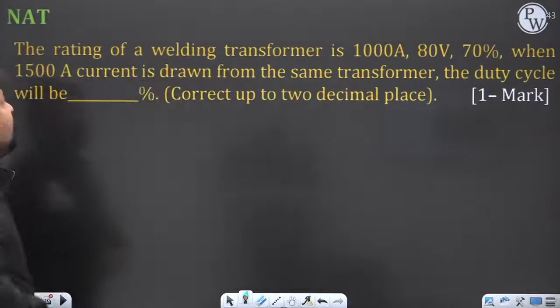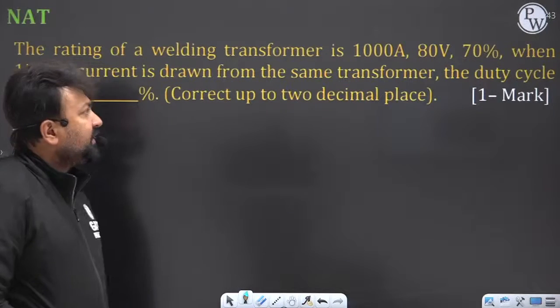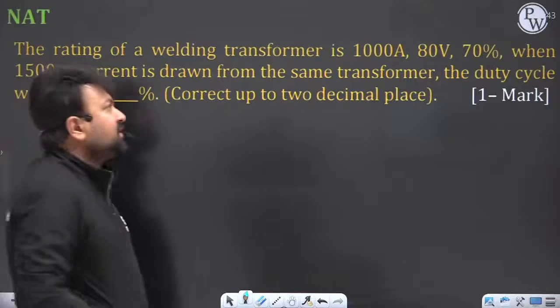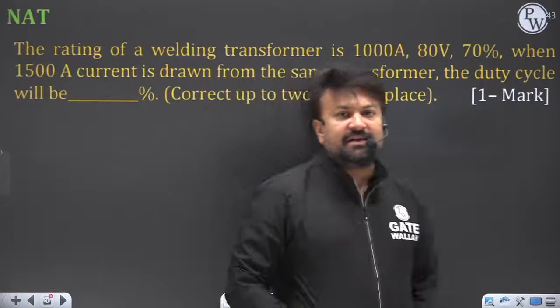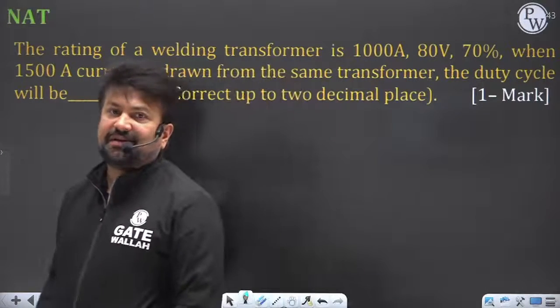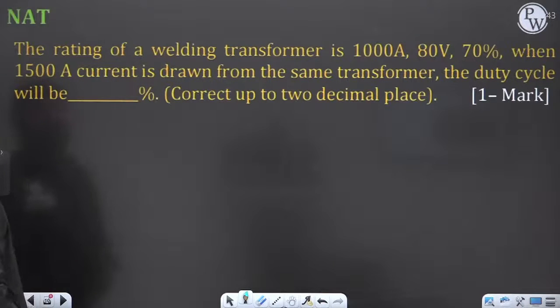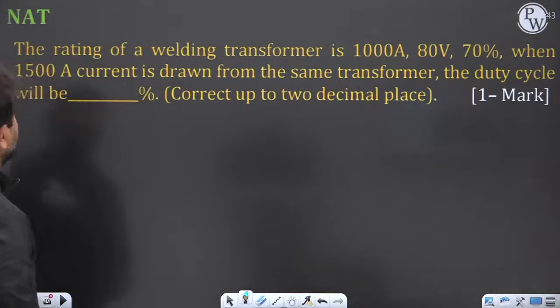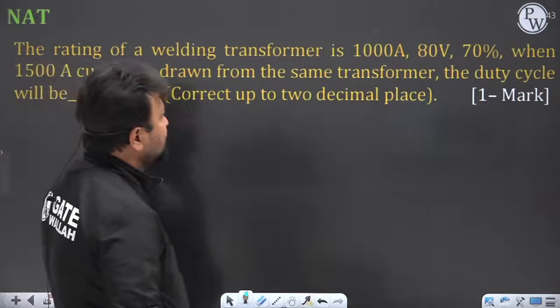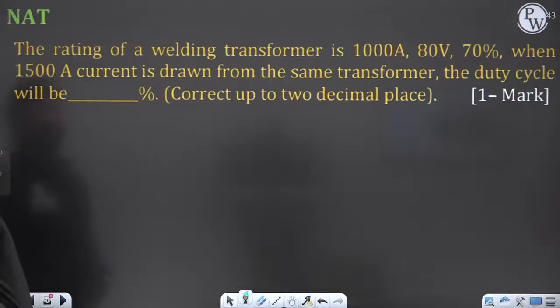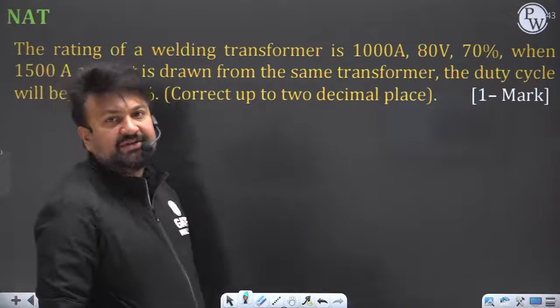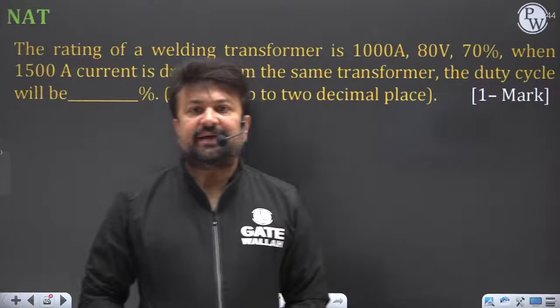The rating of the welding transformer. Here rating is given, my dear. Here the current is given, voltage is given, and the 70% that is the duty cycle is given, right? And when 1500 ampere current is drawn from the same transformer, then what will be the duty cycle in percentage? You have to find the duty cycle.